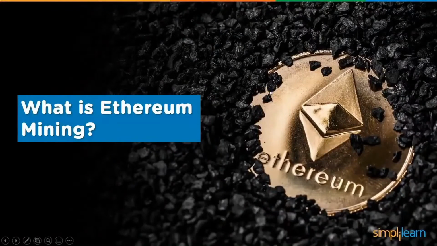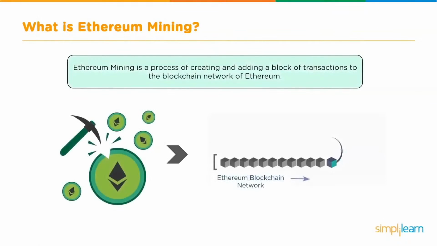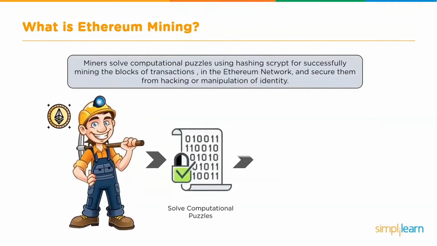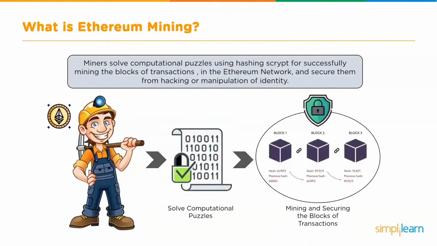So that brings us to what is Ethereum mining. In simple words, Ethereum mining is a process of creating and adding a block of transactions to the blockchain network of Ethereum. It uses the proof of work consensus mechanism for mining Ethereum. All transactions taking place in the Ethereum network need to get approved by the miners. Miners are a community of people using a hashing script, Ethash, to solve computationally hard puzzles for successfully mining the blocks of transactions in the Ethereum blockchain network, which helps secure the network from attacks like hacking or manipulation of identity.